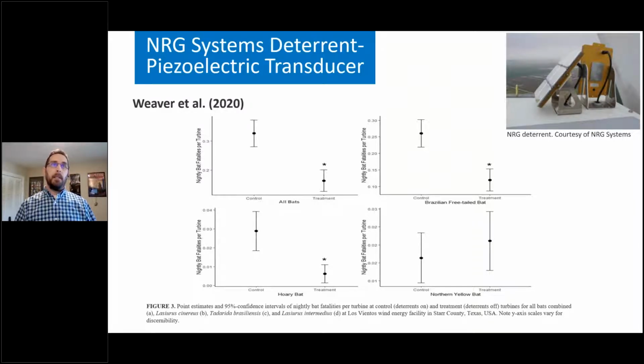So as an example here, from a study done in South Texas, we saw a 56% reduction in mortality for Brazilian free-tailed bats, 78% reduction in mortality for hoary bats. But for yellow bats, there was no difference between treatment and control conditions.